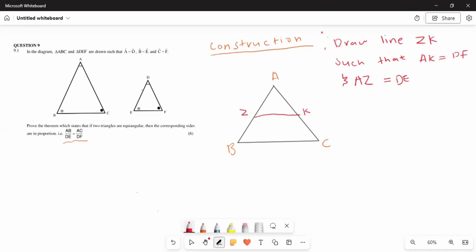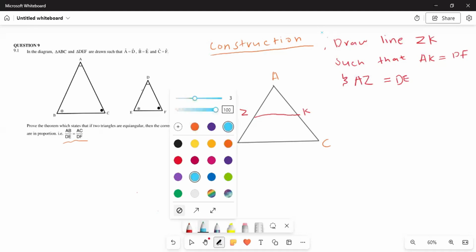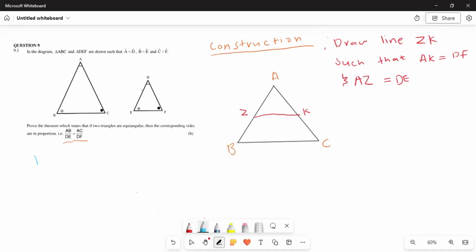Now, what is the next step? The next step is that we're going to try and prove, so let me just write that down. So now we're doing the proof. Basically here, we're going to try and prove that triangle DEF is congruent, or exactly the same, to triangle AZK. Basically, we're going to try and prove that this triangle right over here, which we have drawn on the bigger triangle, is exactly the same as this smaller triangle.